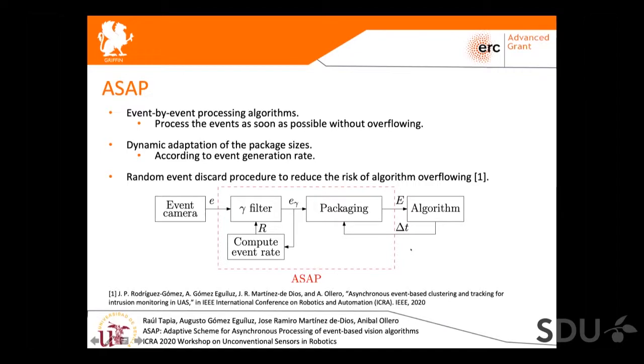Additionally, we also include a pre-processing filtering module, which performs random event discard of the event flow. The main idea or the motivation of this comes from another paper that we have published in this very same conference called Asynchronous Event-Based Clustering and Tracking for Intrusion Monitoring in UAS. We found that if we perform this random event discard, we could reduce significantly the computation requirements of the algorithm without reducing significantly the performance of the algorithm. So we include it in this scheme.